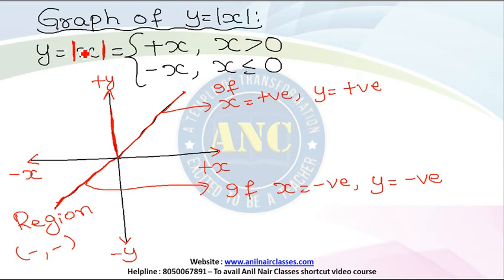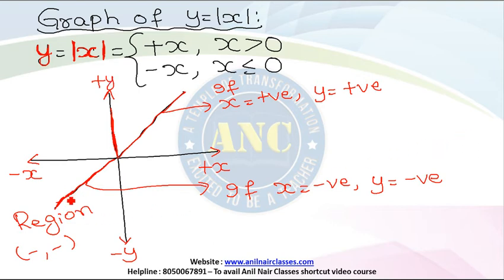That means you put x value positive inside the modulus, y will be positive. Or you put x value negative inside the modulus function, still y value will be positive itself. Mod of -2 is also 2 itself. So y is equal to 2 is what you will get.